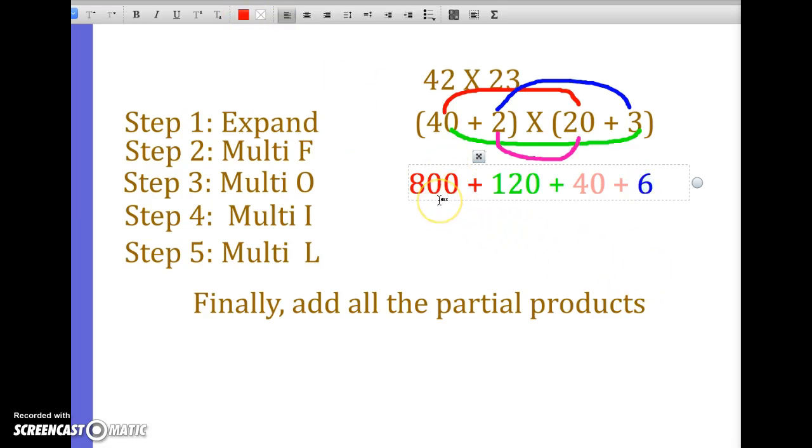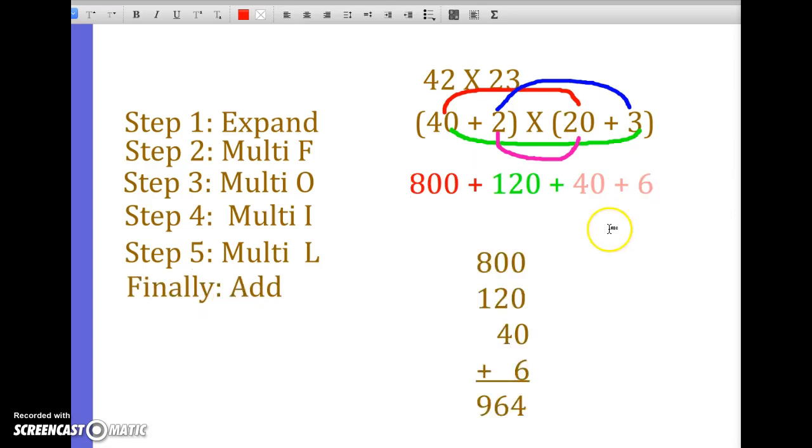Okay, so we have partial products of 800, 120, 40, and 6. The final thing we have to do is to add all of these partial products. So 800 plus 120 plus 40 plus 6 is 966.